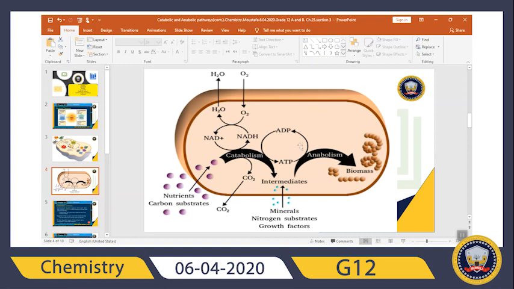In this process there is consumption of energy and transfer of ATP to ADP. So it will lose one phosphate group, and ATP will change to ADP again.